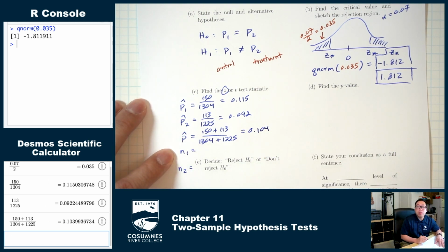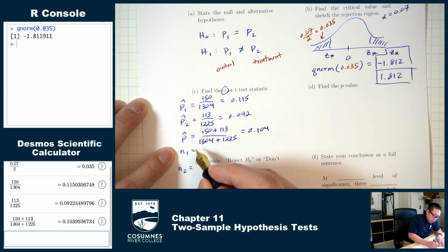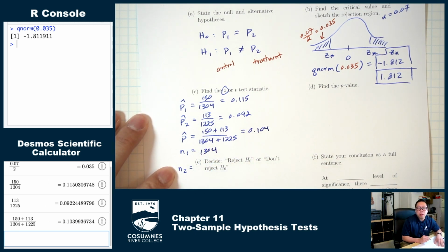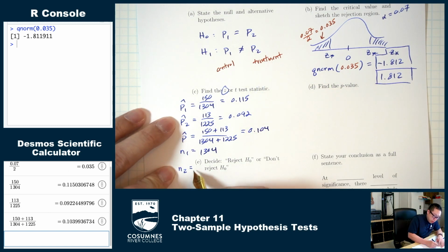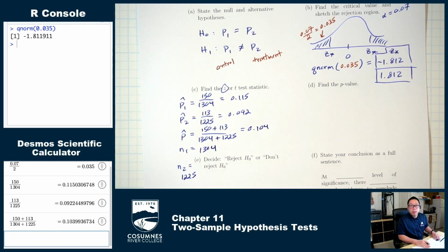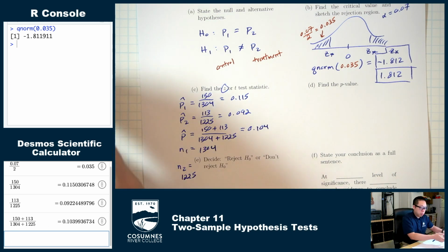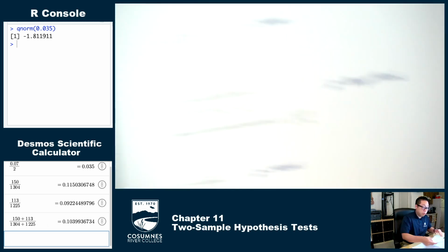N1 is the total number of people, the sample size for our first group, which is the control group. That should be the bottom of the first fraction. That's 1304. And N2 is the sample size for the second group, the treatment group. That should be the bottom of the second fraction. That's 1225. All right, so we have everything we need to plug into the Z formula.